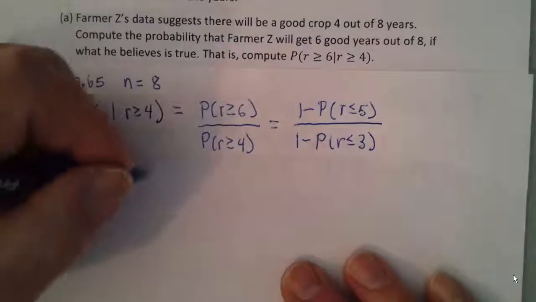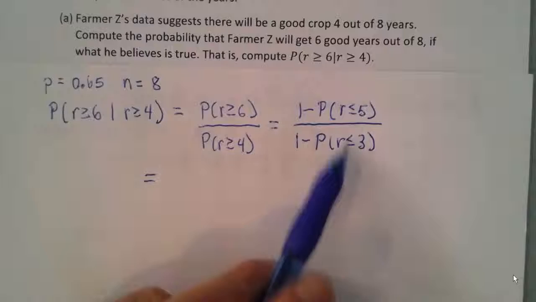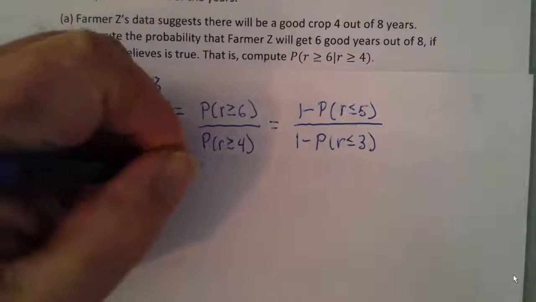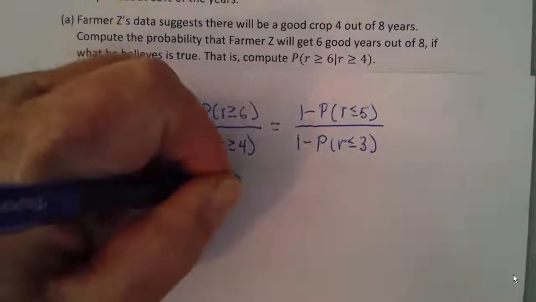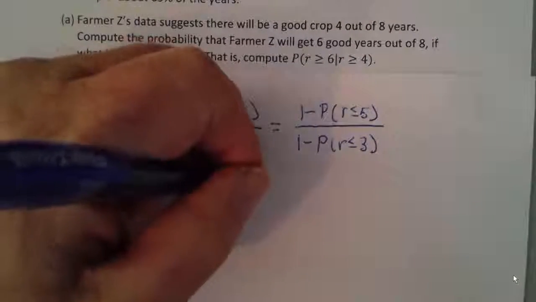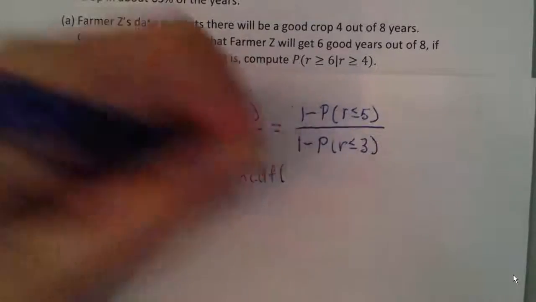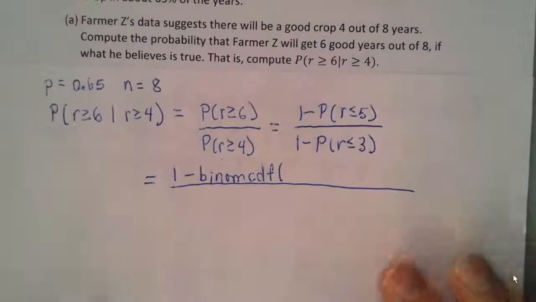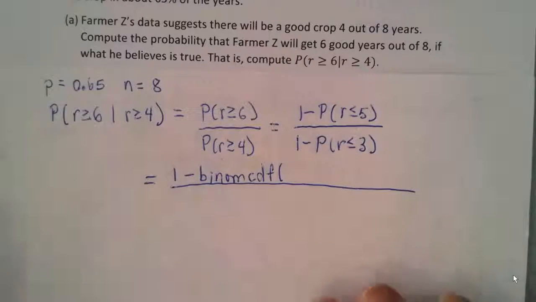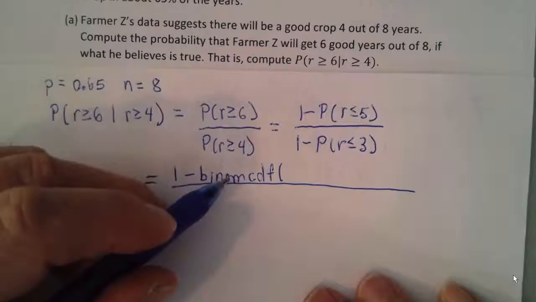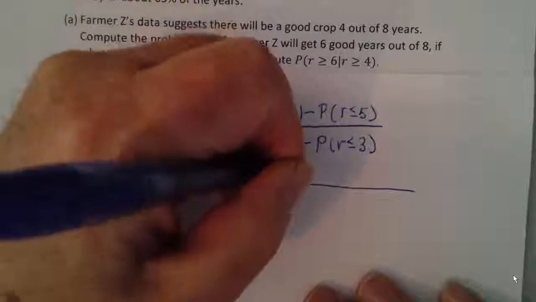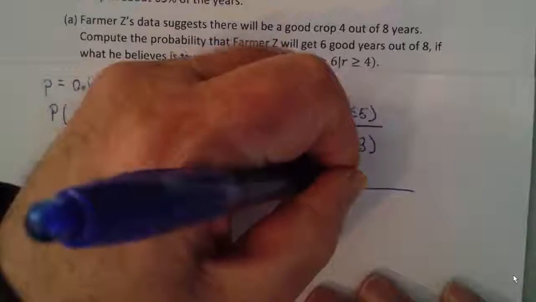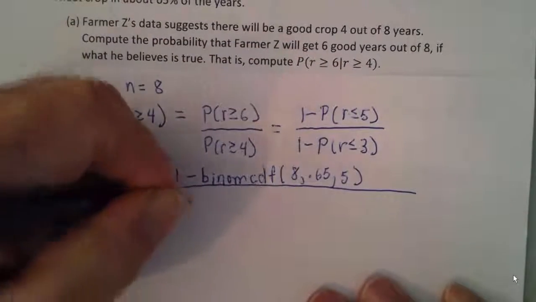Okay, now you can set this up on your calculator and do it all in one big calculation. I'm not going to do it that way for this example, mostly because, well, entirely because it's hard to follow on the screen. But you can manage this without any intermediate values. So 1 minus binomial CDF, we have 8 trials, probability of success is 0.65, and we want 5 or fewer successes here. Same thing here.